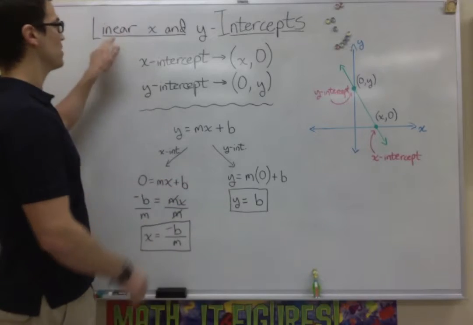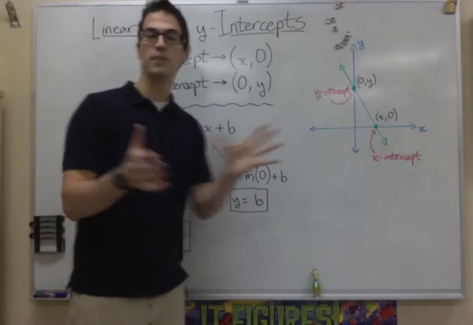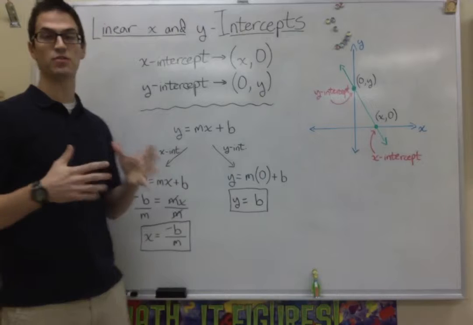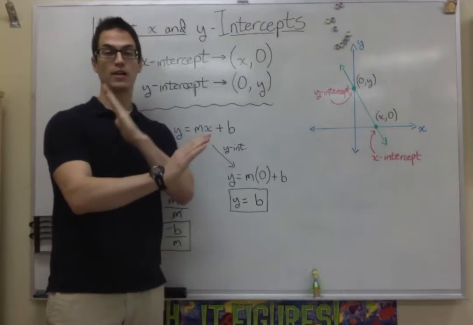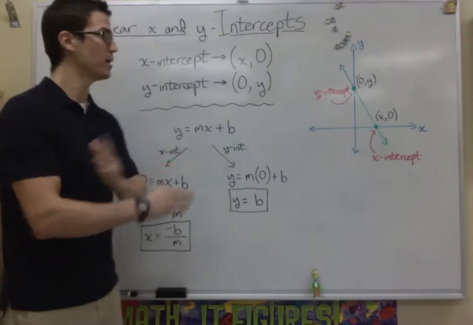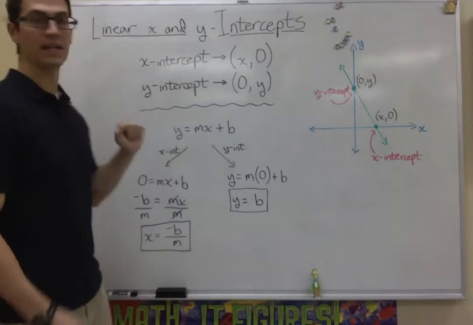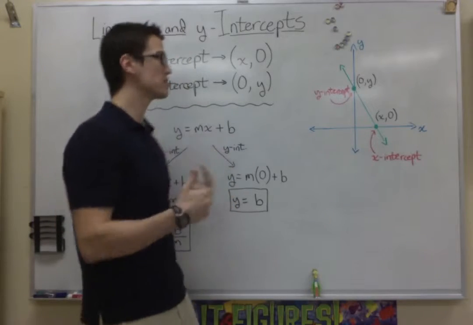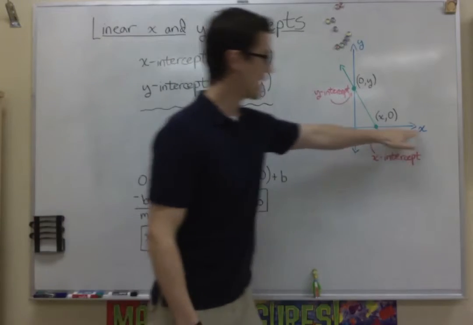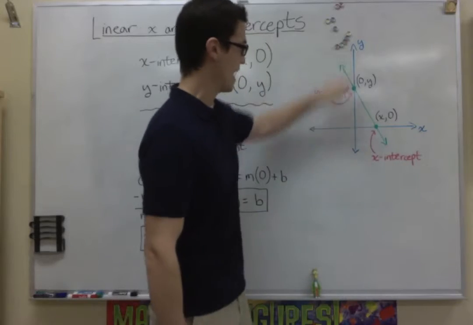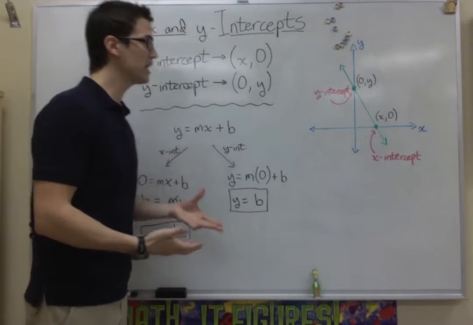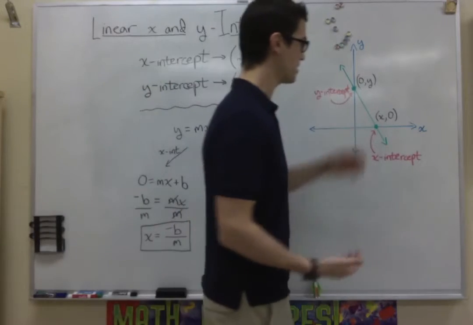Alright, so today we're going to talk about linear x and y intercepts. Basically, an intercept is when a line crosses another line. In this case, because it's the x and y intercept, it would be when a line intercepts or crosses the x-axis or the y-axis. And a cool thing kind of happens as they cross.